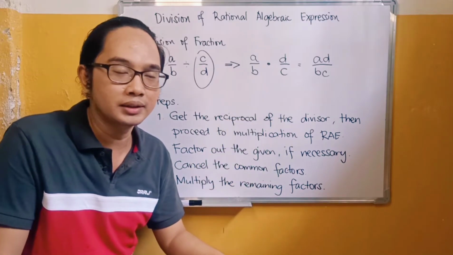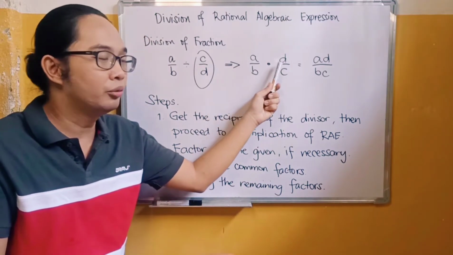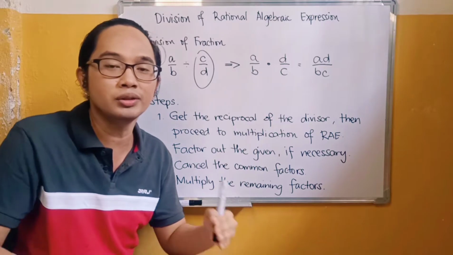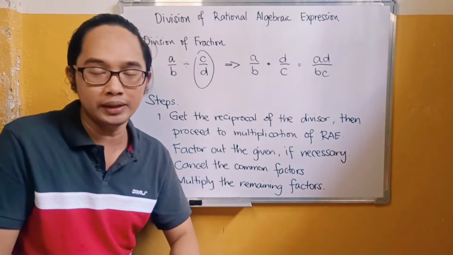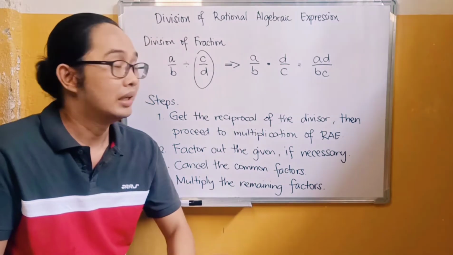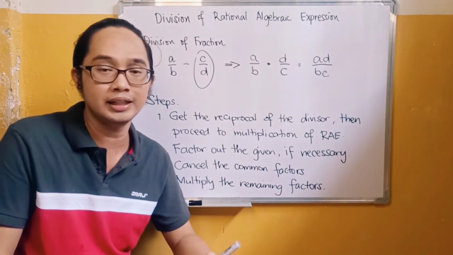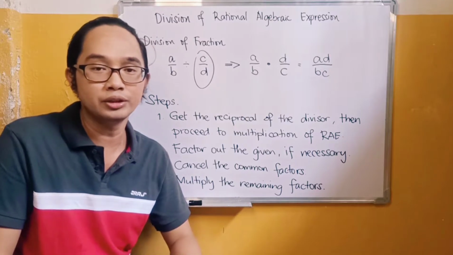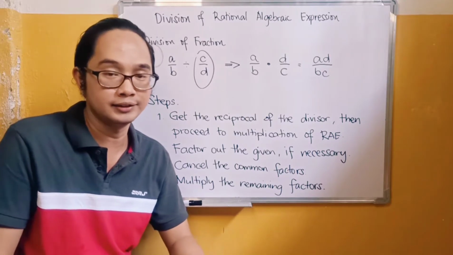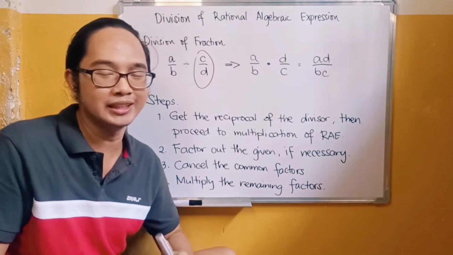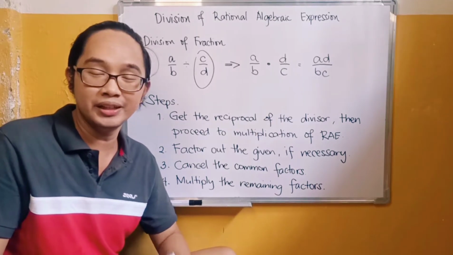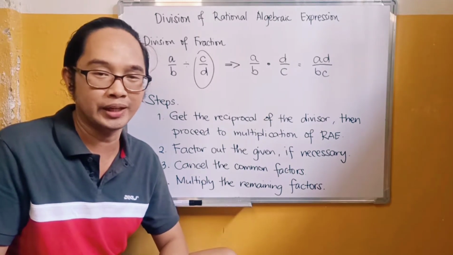And then afterwards, we are going to multiply numerators and denominators, na kung saan i-apply naman natin yung multiplication of fraction. Tandaan natin, kapag nagmumultiply tayo ng fractions, we multiply numerators and denominators, and then afterwards, we need to simplify our answer. At narito naman ang mga steps na dapat nating sundin kapag tayo ay mag-divide ng rational algebraic expression.